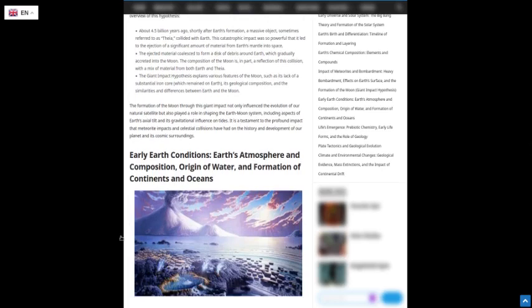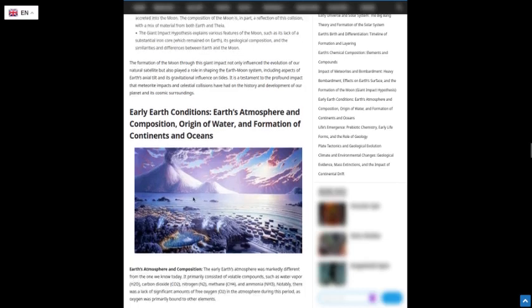Early Earth conditions, Earth's atmosphere and composition, origin of water, and formation of continents and oceans. So this is quite similar to the biblical account. Okay.